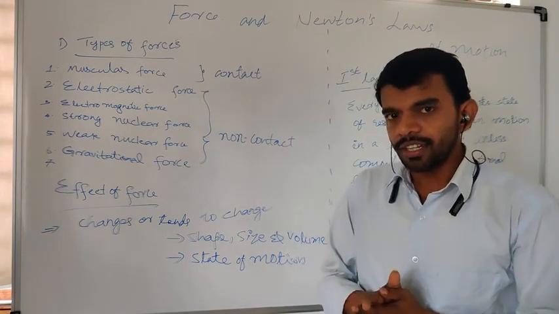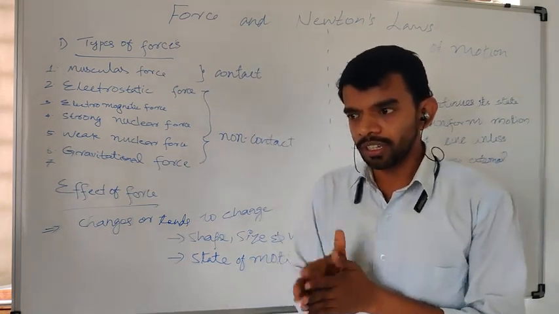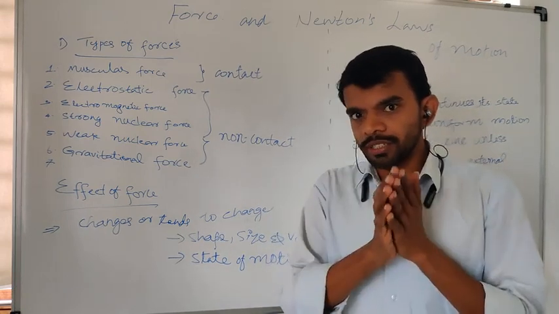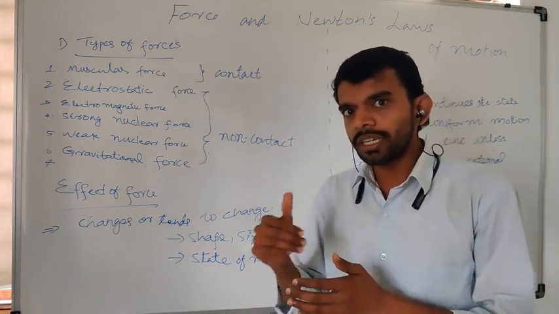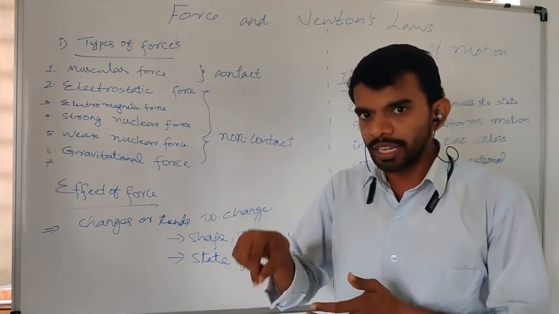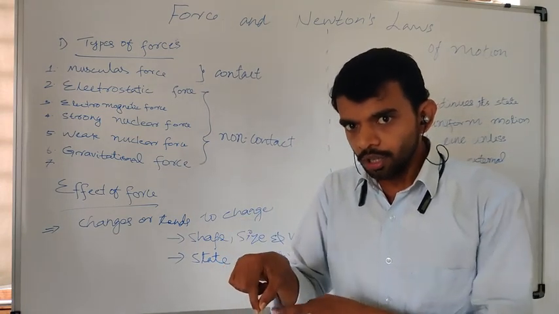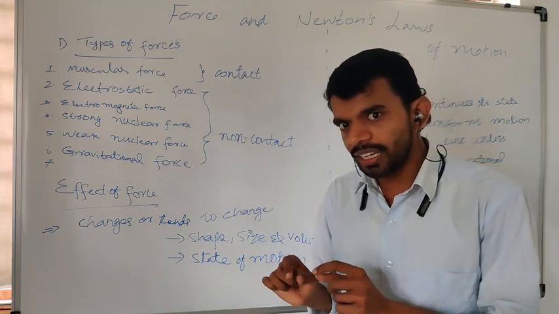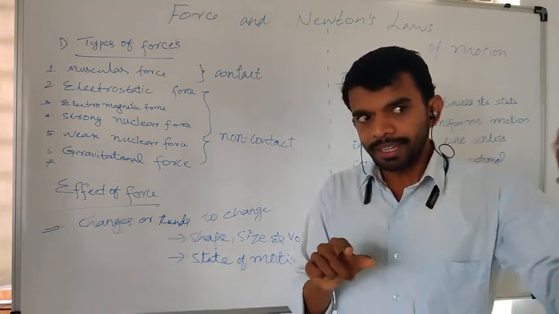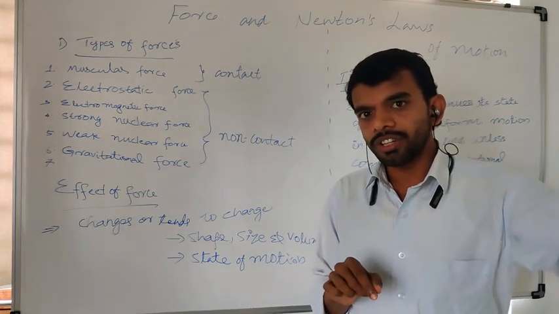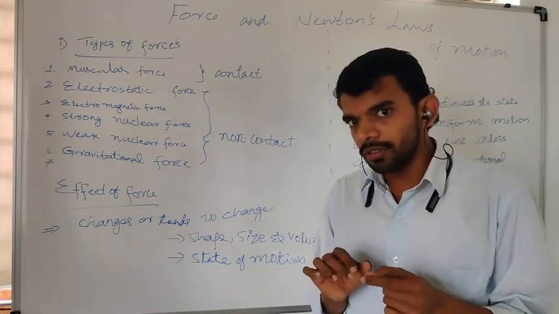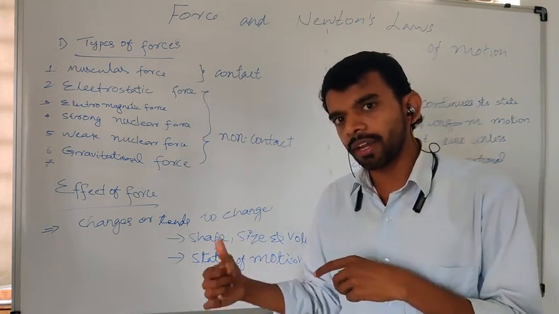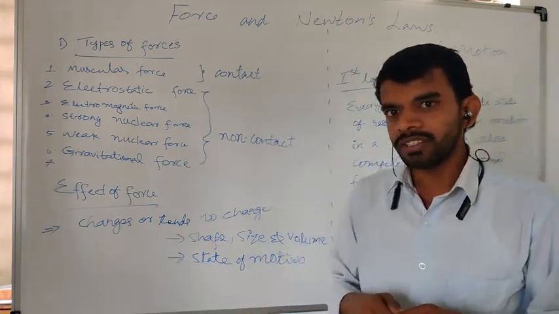In the first situation we are increasing the speed. Before kicking, when the ball is at rest, the speed is 0. After kicking, the ball gets some speed, so we are increasing the speed. In the second situation, we are reducing the speed. So the speed is changing by applying force. When force is applied, the speed of the ball gets changed.